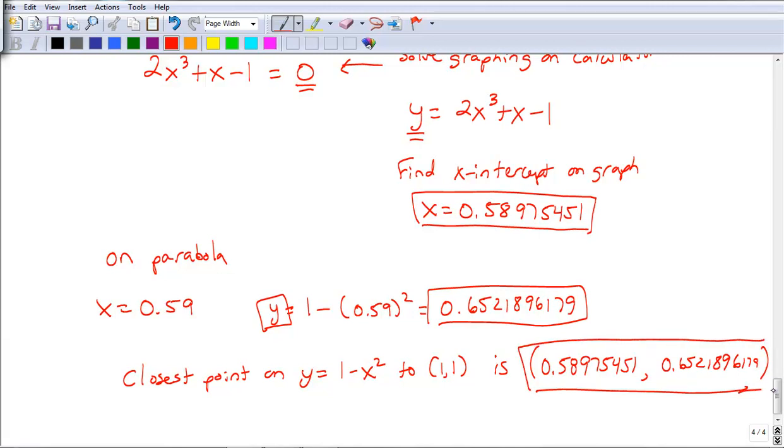Another one of those optimization problems. Again, we get an objective function and the constraint function. Get rid of a variable and take the derivative.